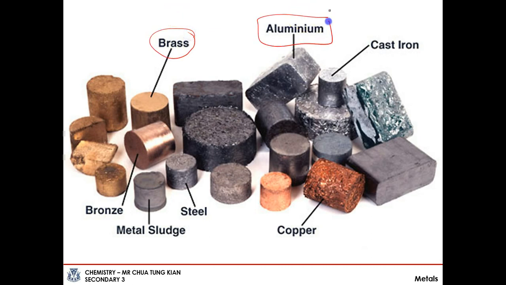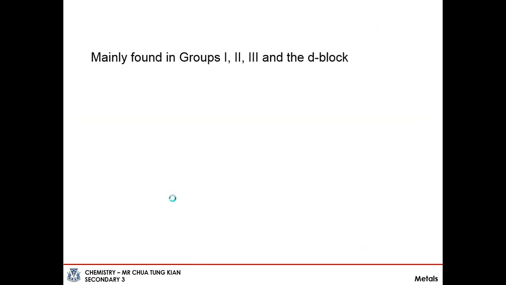Aluminium, used to make your aluminium foil. Cast iron, used to make engine blocks. Copper for wiring. Steel for steel beams in making your structures. Bronze for making sculptures, making statues. Metal sludge, mainly for some industrial purposes. So let's have a quick recap of metals.